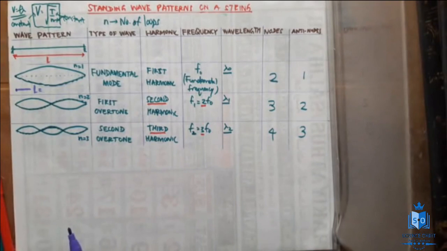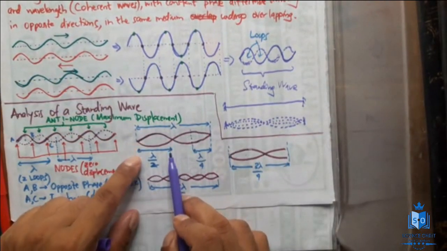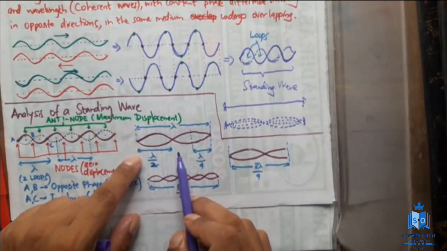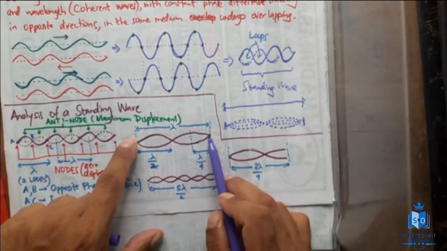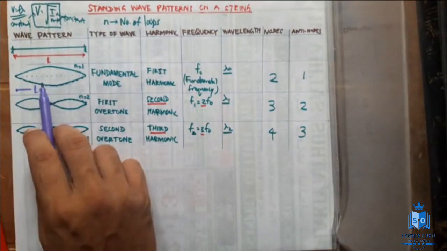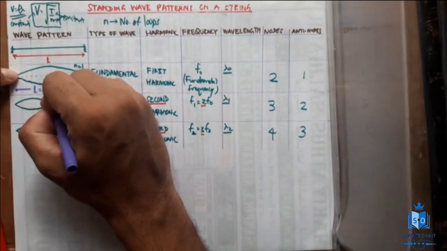We discussed standing waves in the previous tutorial. If you have one loop, the length of that one loop is given by lambda by 2. The length of 2 loops is only given by lambda. So here, if you take this one, this is actually one loop. So L is going to be equal to lambda naught divided by 2.